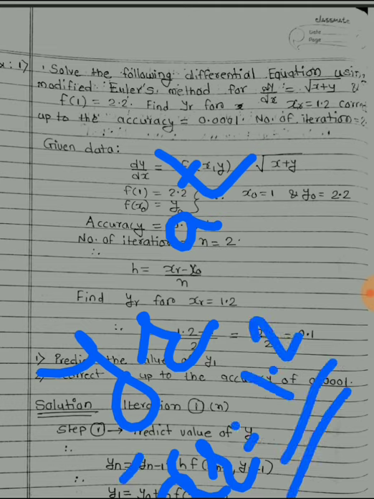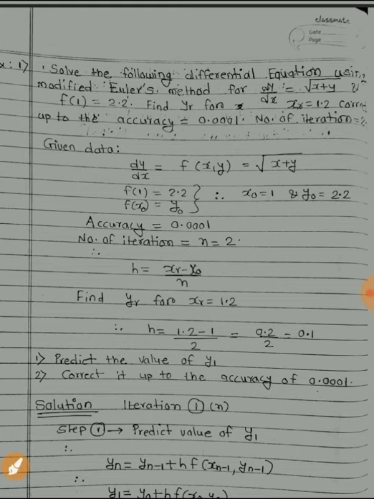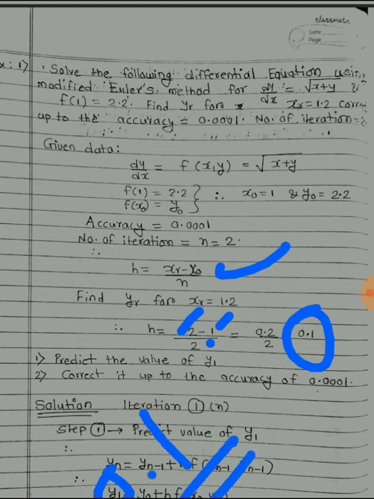Sometimes this yr and xr is not given, still it is stated that you have to find the value of y at x is equals to 1.2. In that case you need to understand you are supposed to find out yr and xr value is 1.2. So I have got the value of xr, I have got the value for x0, I have got the value for n, then I could calculate h. So h can be calculated as 1.2 minus 1 divided by 2, that becomes 0.1. So 0.1 will be the step size.